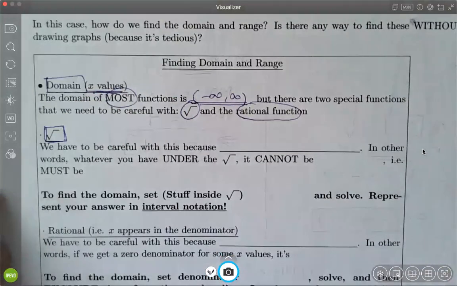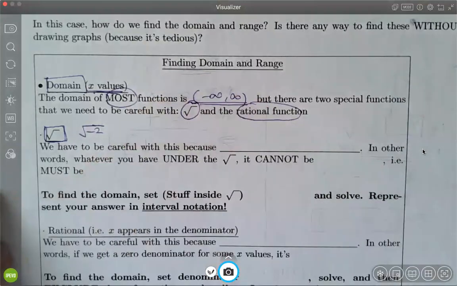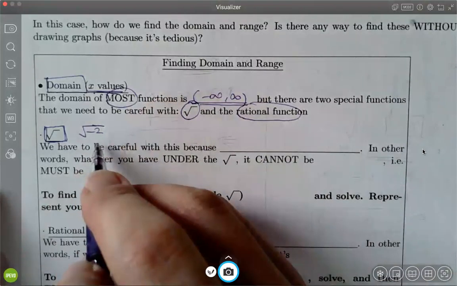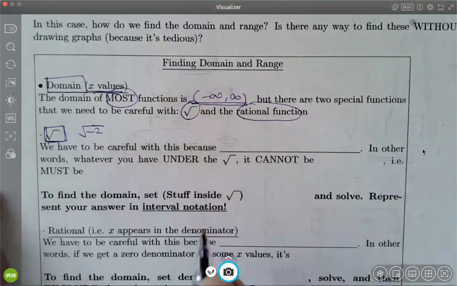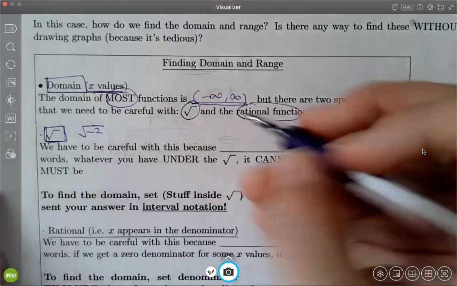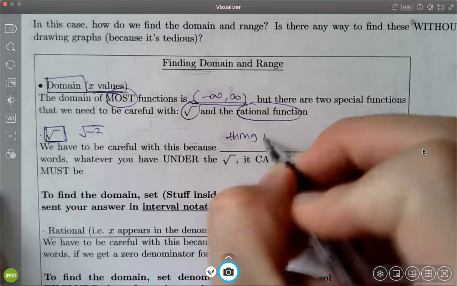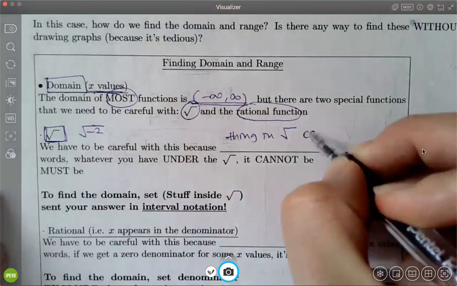Remember, why do we have to be careful with the square root function? Because the square root of a negative number is not okay in terms of the real number sense. Now we know that's an i, but again, we are not dealing with an imaginary number here. That's not a real number. So what does that mean? The thing under the square root cannot be negative.